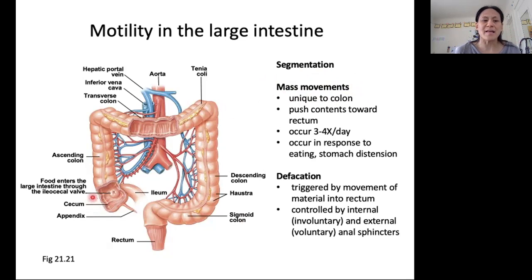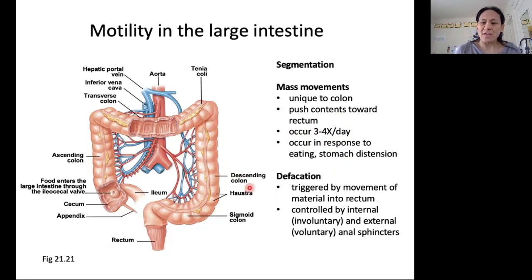Basically, what a mass movement is, it's kind of like a giant, slow peristaltic contraction. So, what will happen is a segment of the colon will contract. The circular muscle will contract, and that will push materials forward. And then the next segment will contract, and that will push materials forward, etc., all the way down the line. So basically, we're pushing material forward. This happens 3 to 4 times a day, and it occurs in response to eating or stomach distension. And then the mass movements also trigger defecation.